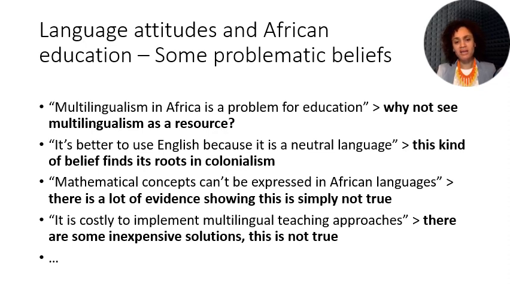The second statement here is that it's better to use English because it is a neutral language. Again, this kind of belief you can link to colonialism. During colonization, a lot of time and energy was invested on the part of colonizers to convince African populations that somehow the European language was the language of unity. Again, I haven't got time to go over history, but some of those beliefs somehow have lingered. Mathematical concepts can't be expressed in African languages. We've looked at this in the previous slide. Well, there is a lot of evidence showing that this is simply not true.